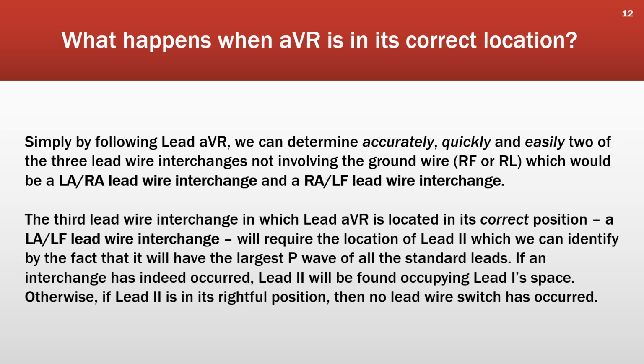The third lead wire interchange, in which lead AVR is located in its correct position, a left arm, left foot lead wire interchange, will require the location of lead 2, which we can identify by the fact that it will have the largest P wave of all the standard leads. If an interchange has indeed occurred, lead 2 will be found occupying lead 1's space. Otherwise, if lead 2 is in its rightful position, then no lead wire interchange has occurred.